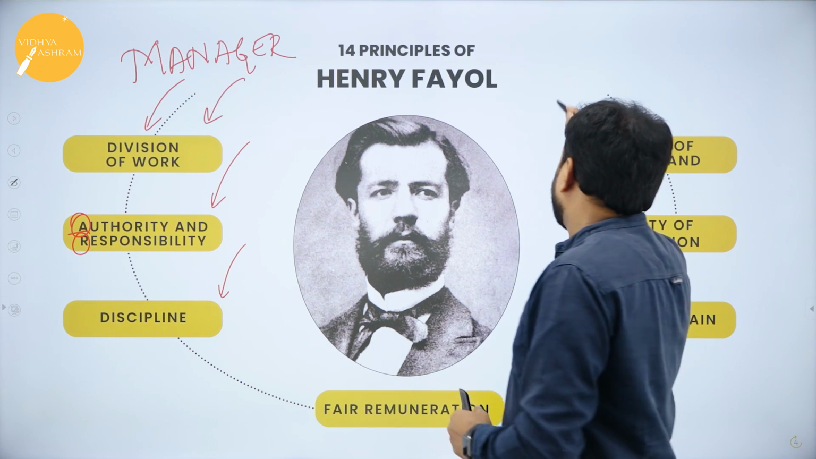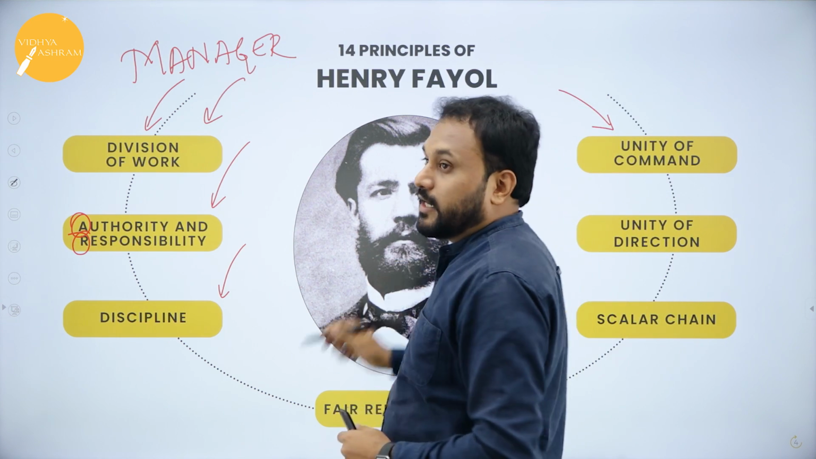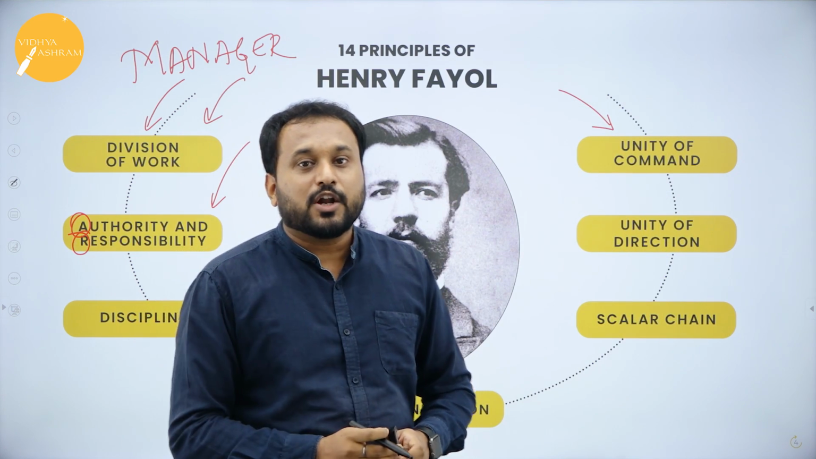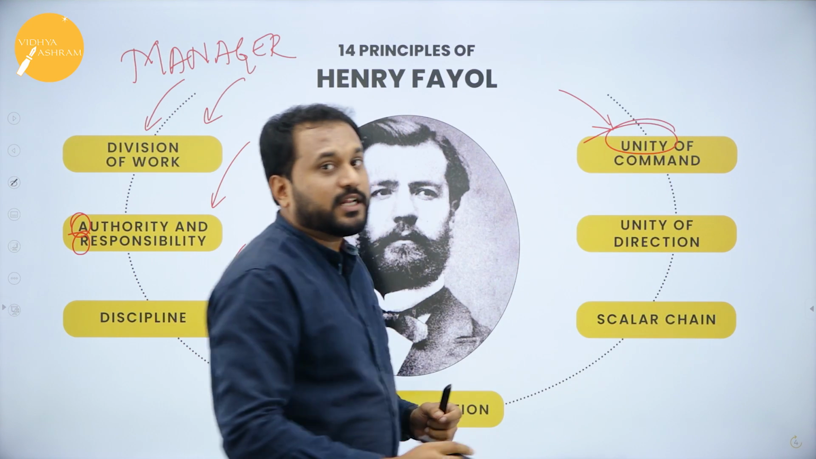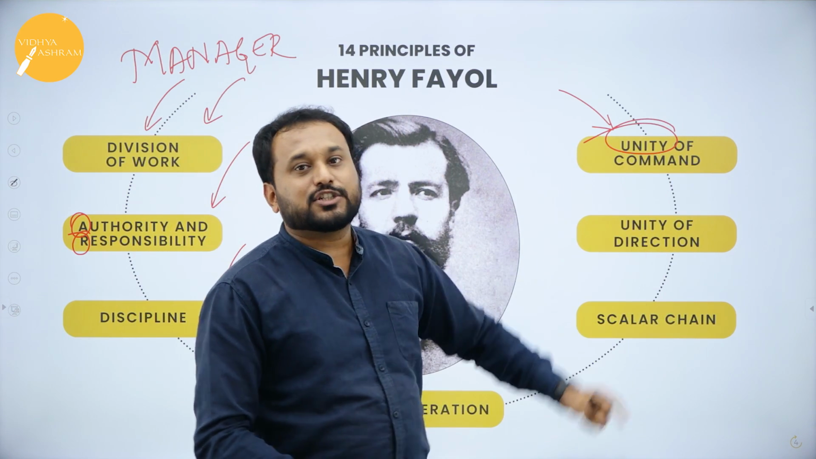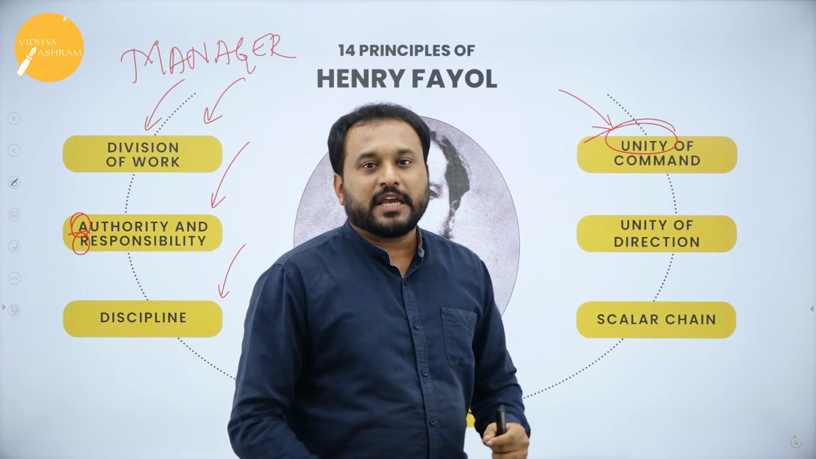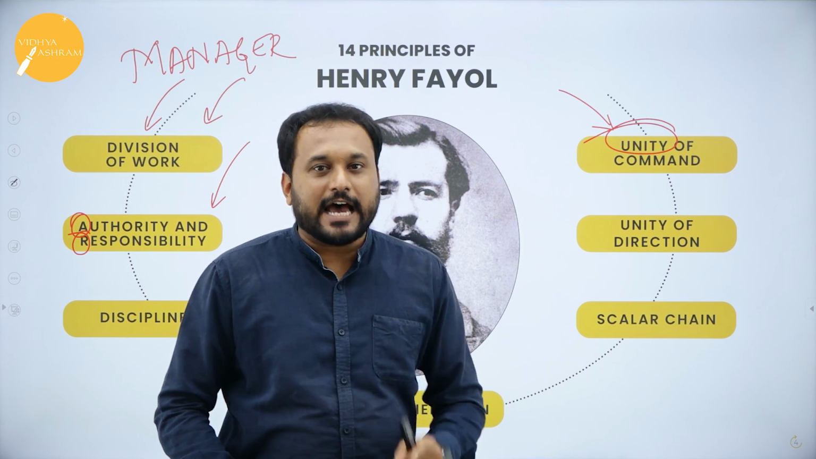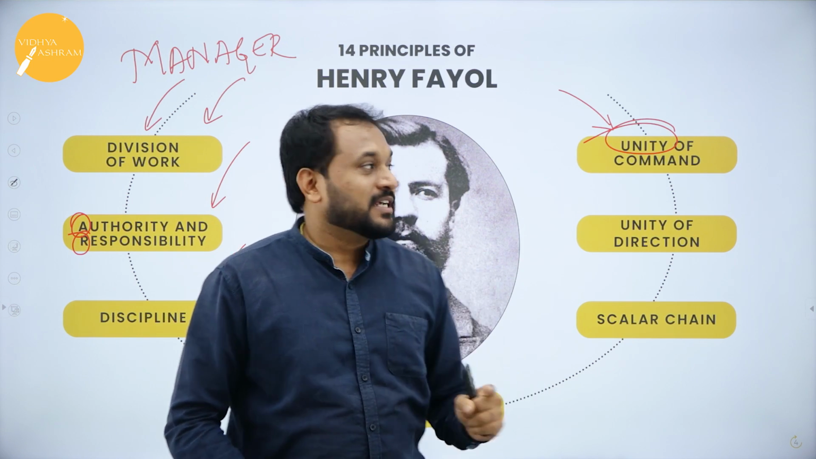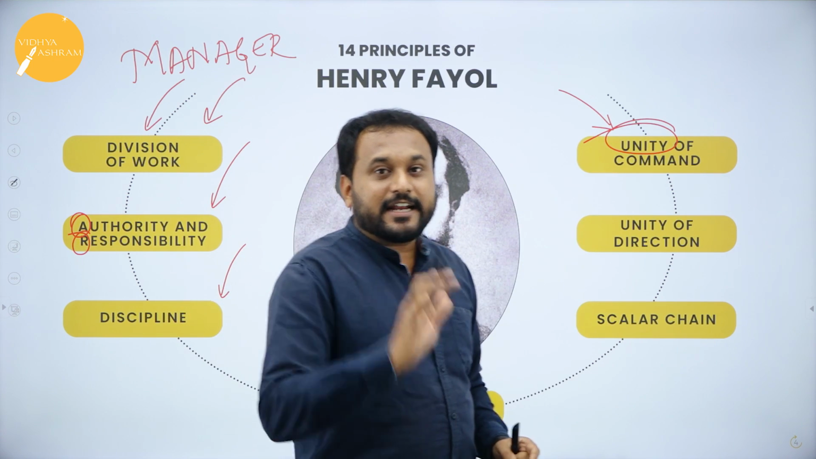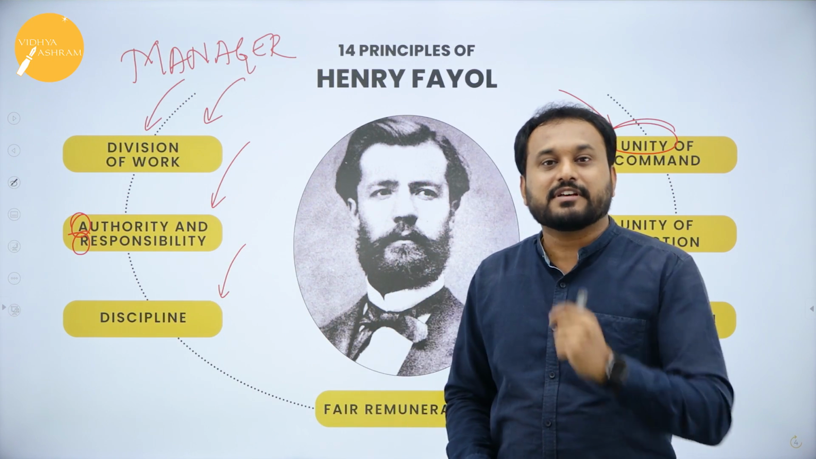The next thing is unity of command. Please understand the word unity. What exactly does it show? Unity of command means each employee should have one boss. Each employee should have one boss. If one boss is there, it is very easy for him to give commands.